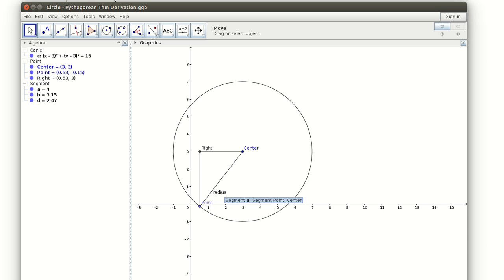Here's a GeoGebra file that illustrates that. I'm going to drag this point around, and as I do, notice that the radius stays constant, but that we can form a right triangle, and I've named the point at that right angle right. The radius is staying the same, the center is staying the same, but that point on the circle changes so that the center and the radius are constant.